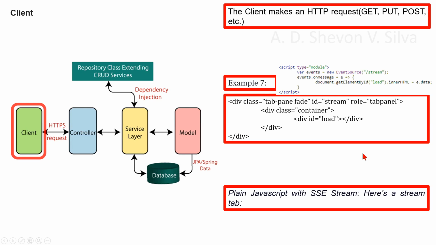As an example 7, we are considering plain JavaScript with SSC stream. Here's a stream tab. Vue isn't really adding a lot of value in this simple HTML replacement use case, and it would add no value at all to the SSC example. So we will go ahead and implement that in vanilla JavaScript. Here's a stream tab and some JavaScript to populate it.